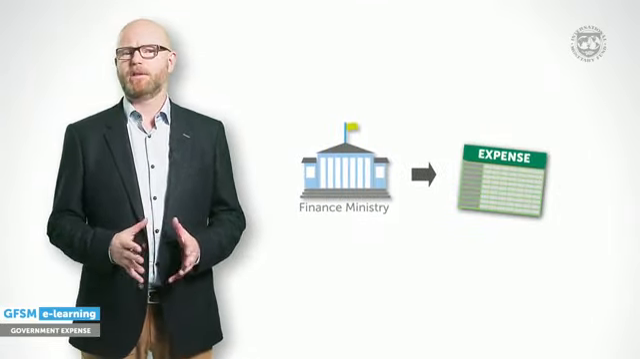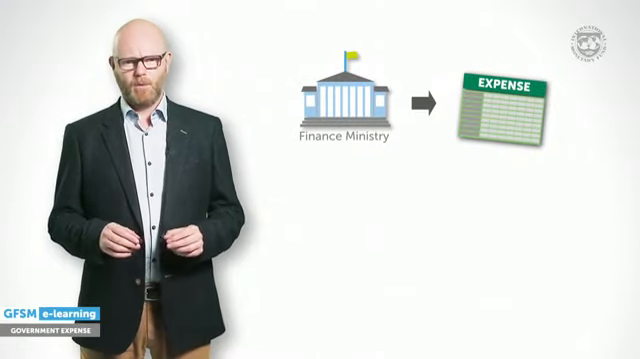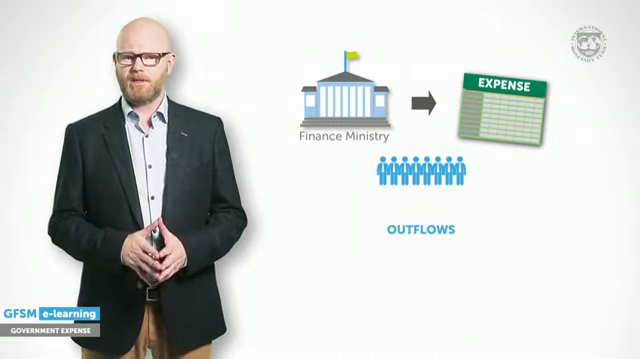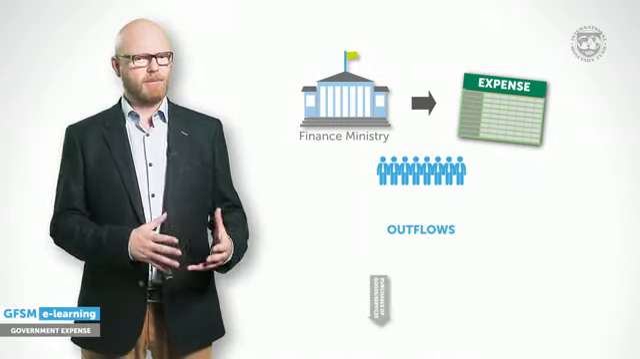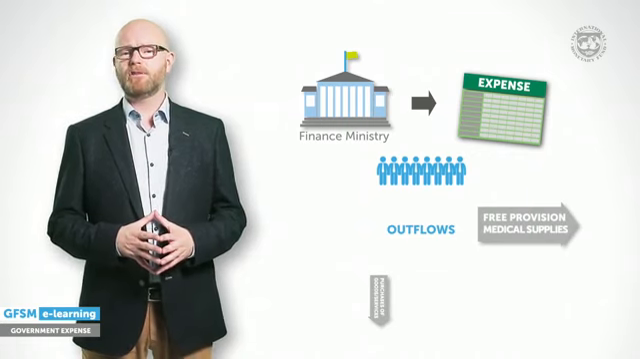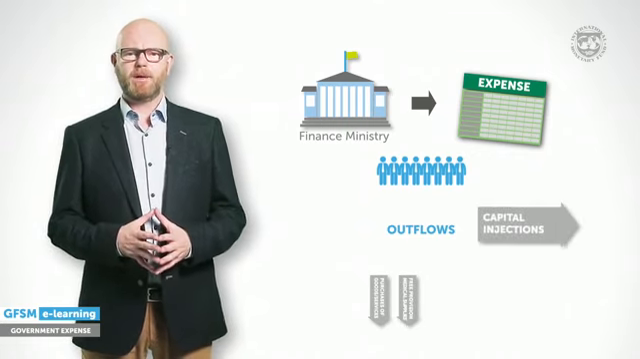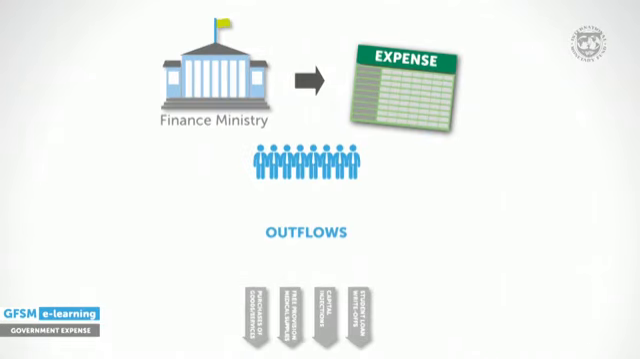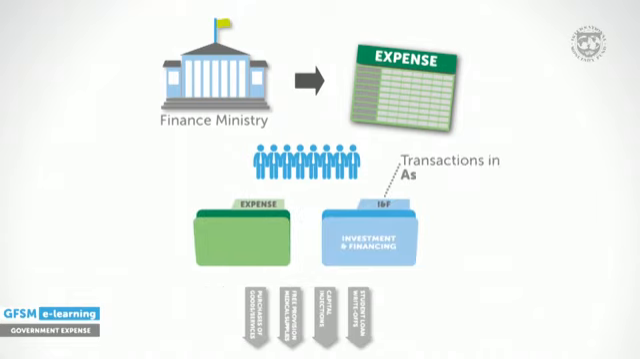Suppose the Finance Ministry is preparing a table of government expense components for a budget statement. While preparing the statement, the Finance Ministry staff reviews cash outflows such as the purchase of goods and services, the free provision of medical supplies from the government inventories, capital injections into a public corporation, or write-offs of certain student loans. As it reviews the estimates, the staff first needs to identify the outflows that are classified as expense. Outflows not classified as expense will relate to investment and financing, transactions in assets and liabilities.